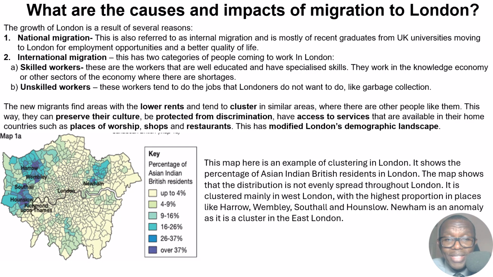Okay, and then the second cause of London's growth is international migration, and this type of migration, as we mentioned earlier, has got two categories of people who are coming to work in London. One category is skilled workers, and these are the workers who are well educated and have specialized skills.